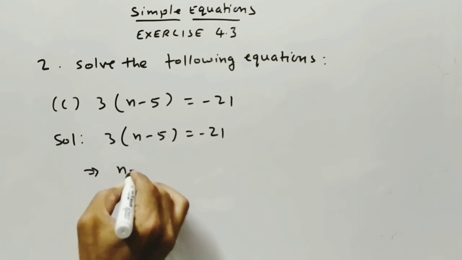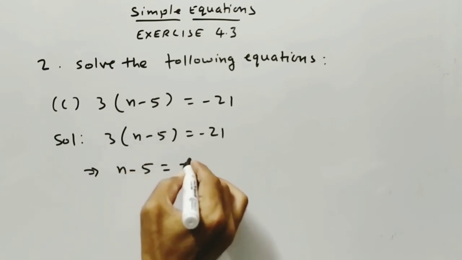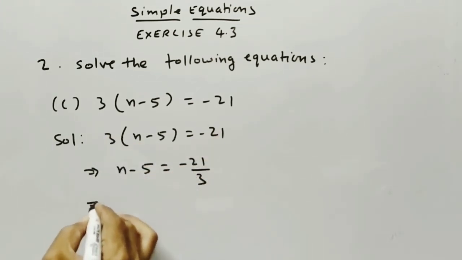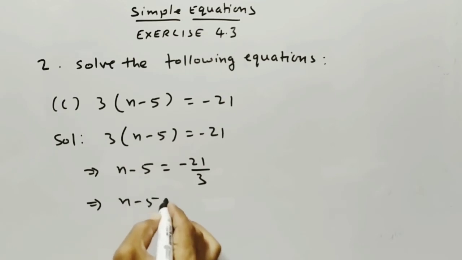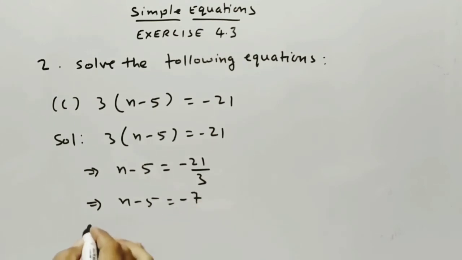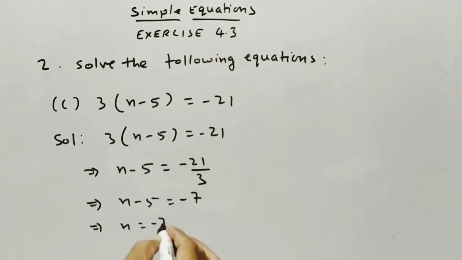This implies n minus 5 is equal to minus 21 divided by 3. This implies n minus 5 is equal to minus 7. This implies n is equal to minus 7 plus 5. That is minus 2. n is equal to minus 2 is the solution of the equation.